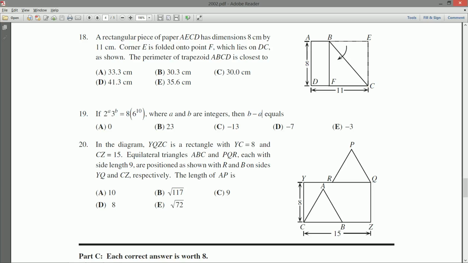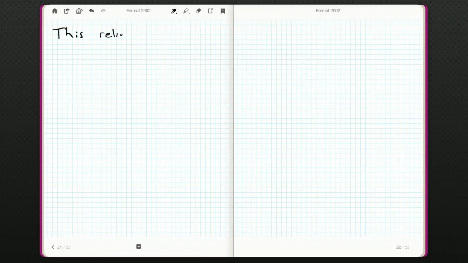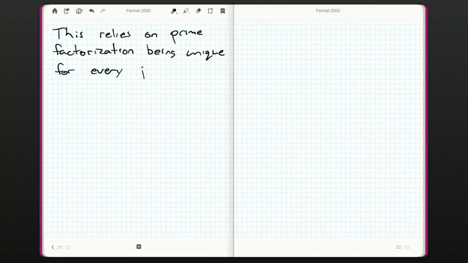Okay? So this relies on prime factorization. And this is something that is unique for every positive integer. We don't usually prime factor negative integers. Okay. So, 8 times 6 to the power of 10.